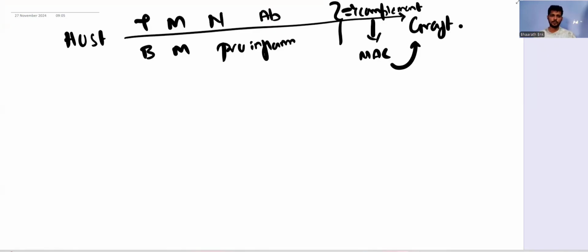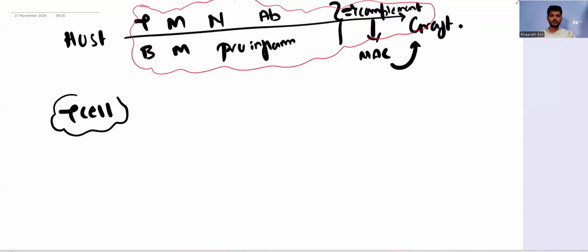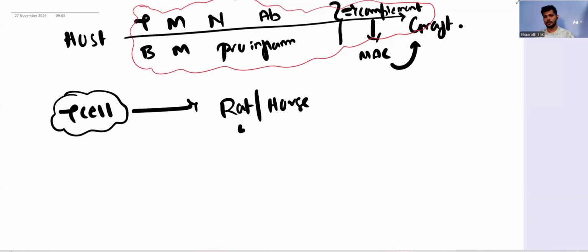So now, if you want to suppress this, we can develop drugs which will target any of this system, and therefore there are a wide variety of drugs available. Initially, if they wanted to target the T cell, they took this T cell and inoculated it into another species, for example, a rodent or a horse or a rabbit. If this T cell is inoculated into a rat or a horse, it acts as a foreign antigen in this rat or horse. That will elicit the immune response against this T cell.